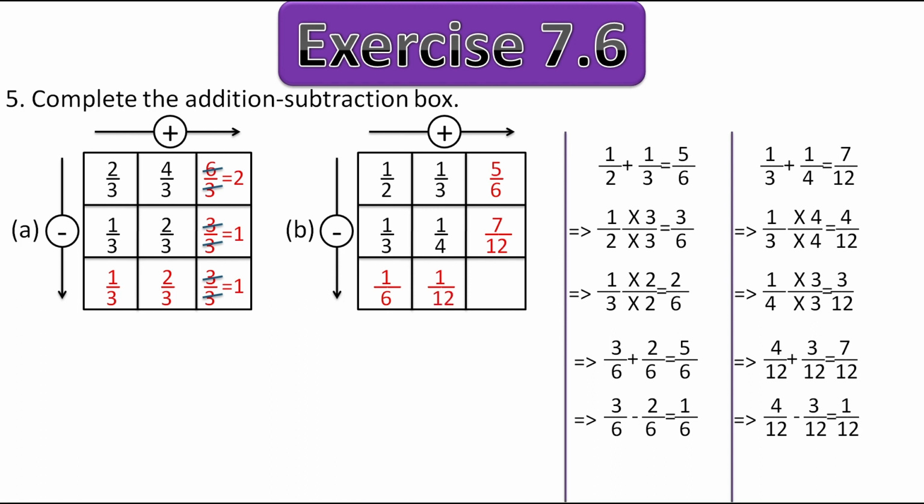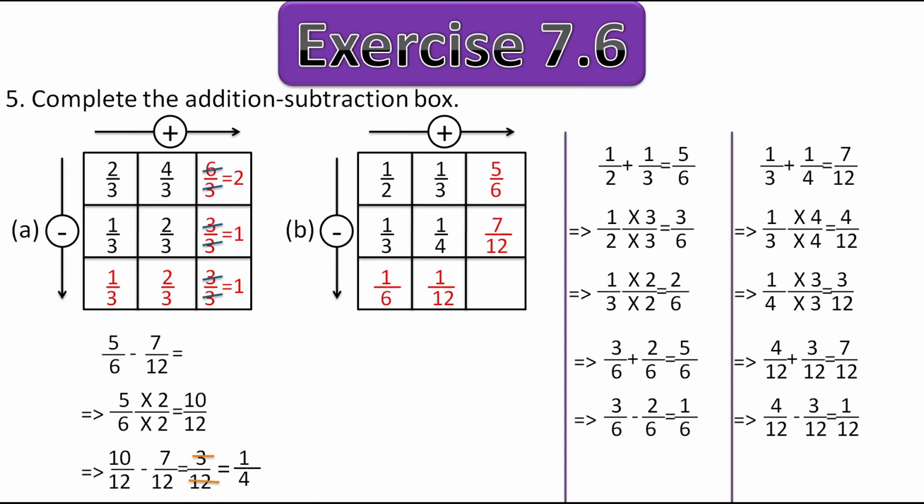Now to find the answer for this box, we can use any two numbers. These two numbers to subtract, or else these two numbers to add up. First I'll take these two numbers, that is 5 upon 6 and 7 upon 12. We have to subtract them. As 12 is a multiple of 6, the LCM will be 12. So I'll convert 5 upon 6 by multiplying with 2 to make the denominator 12. So 10 upon 12. The second term already has 12 in its denominator, so directly we can subtract. 10 upon 12 minus 7 upon 12 will give you 3 upon 12, which we can write as, 3 ones are 3, 3 fours are 12. So the answer is 1 upon 4.